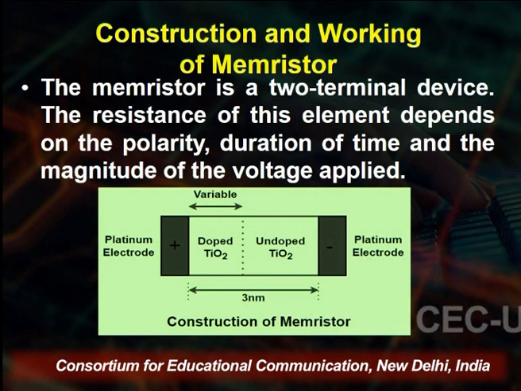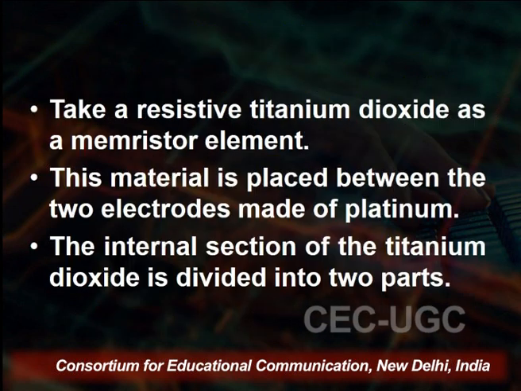You see on the screen, this is the construction of the memristor. It has a platinum electrode on both sides. In between there is doped TiO2, and on the right-hand side there is undoped TiO2. One is variable and the length is approximately 3 nanometers. So, this is the construction of the memristor that is used in electronic devices.